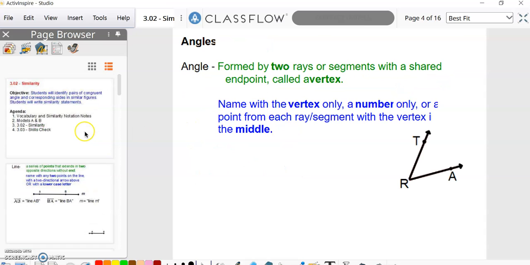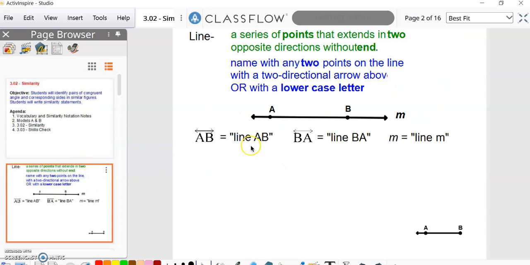So we have a lot of, oops, that's too far down. Here's the next one. So we've got a lot of notes here. I recommend that you pause this video and copy this stuff down if I read it too fast for you. We have a line. A line, you probably know what that already is. It's a series of points that extends in 2 opposite directions without end.